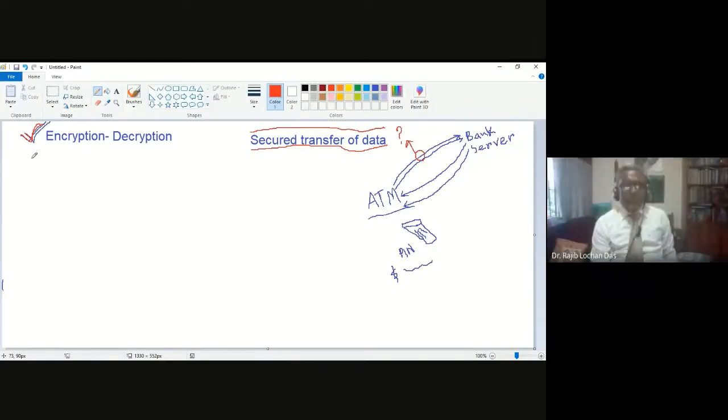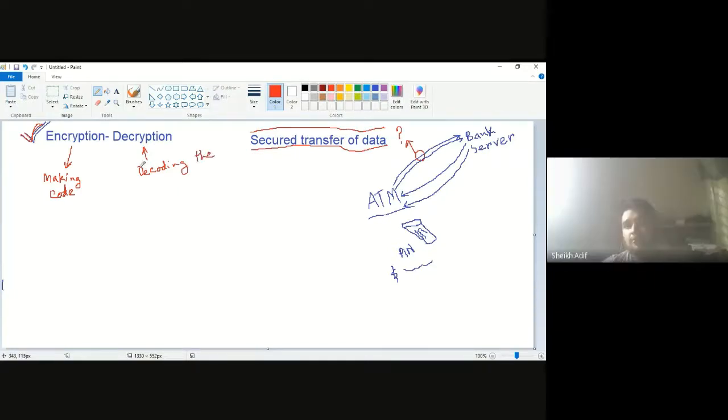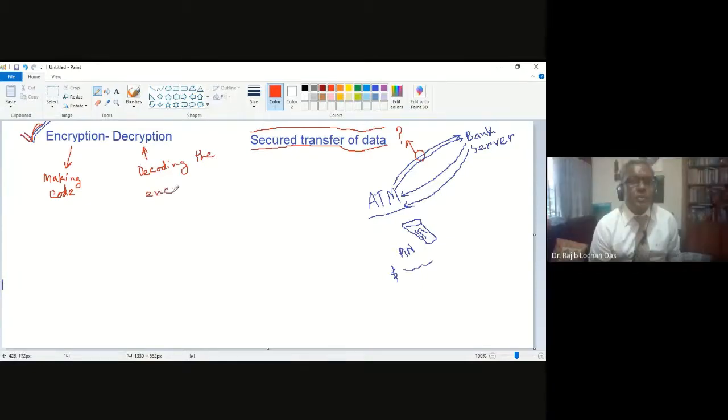Okay. So encryption means making code of data. So that means somehow we will hide the original thing, or somehow we will use a mechanism so that the data can be transferred. And decryption means the code will be decoded. Okay, decryption means decoding the message, or decoding the encryption or encrypted message.